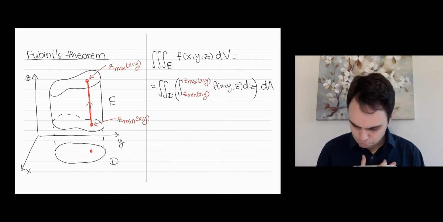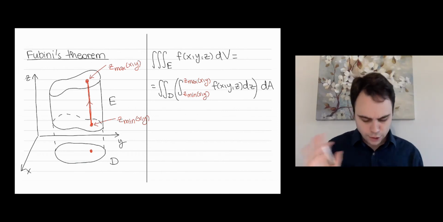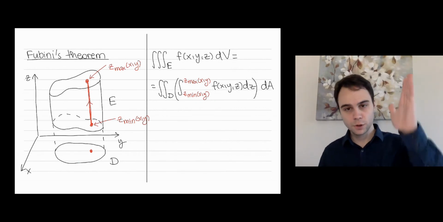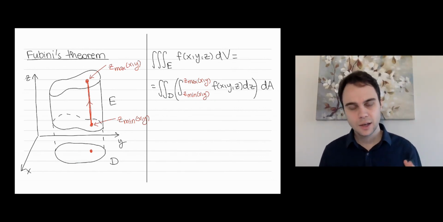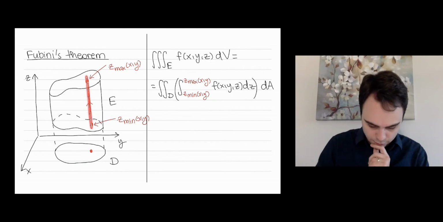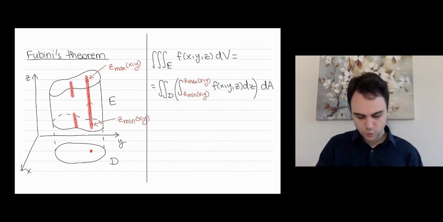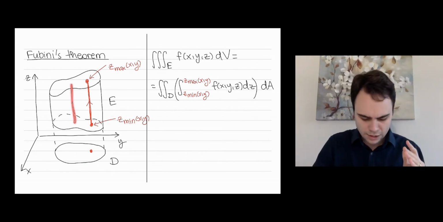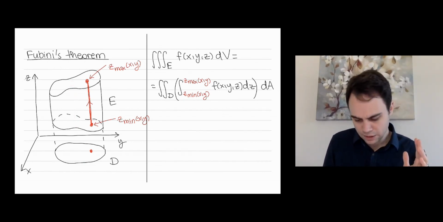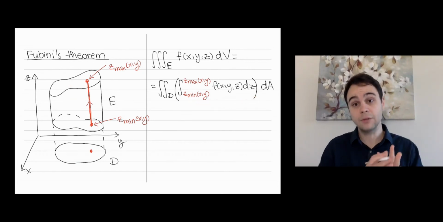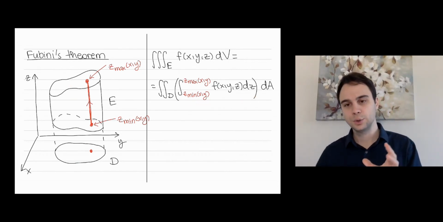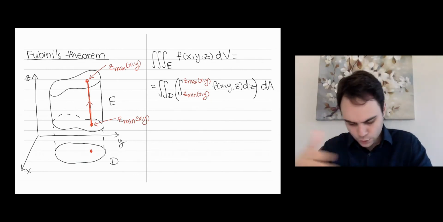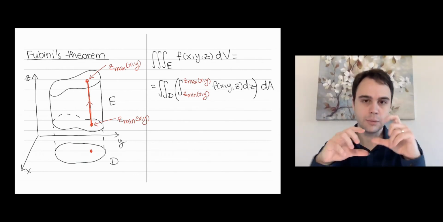Also, I should note one thing: I drew a nice region where this vertical segment had a single piece. When I draw a vertical line and intersect it with my region E, I got a single vertical line segment. If I had multiple line segments, I would, in principle, have to have multiple integrals inside, so you would add integrals over each individual segment.